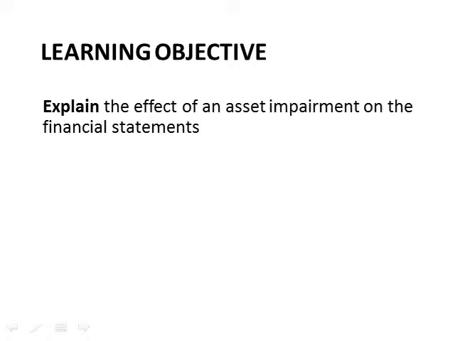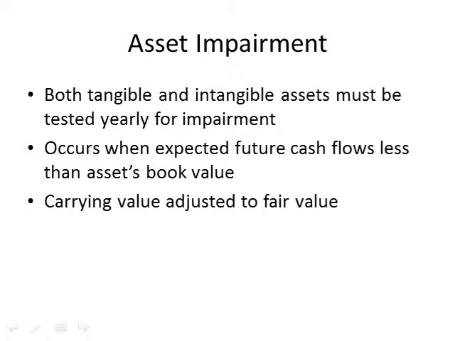Our next objective is to explain the effect of an asset impairment on the financial statements. GAAP, or generally accepted accounting principles, require that management of companies test both intangible and tangible long-term assets for impairment yearly. Impairment occurs when the expected future cash flow, which approximates the expected future benefits from a long-term asset, falls below the asset's net book or carrying value, cost minus accumulated depreciation or amortization.